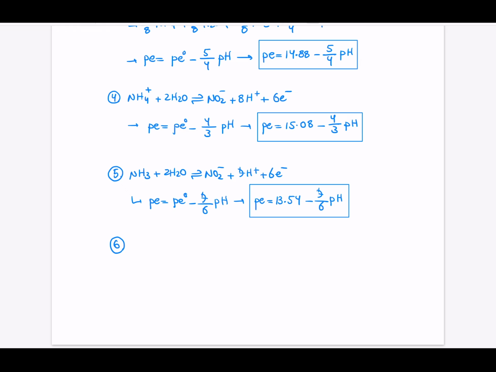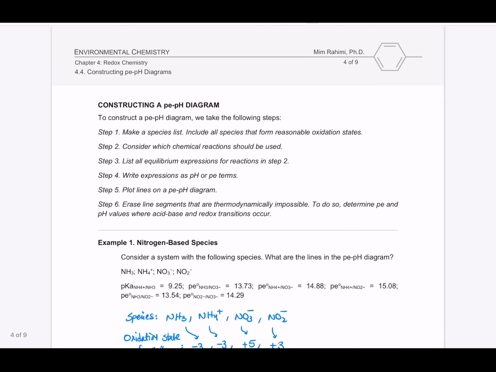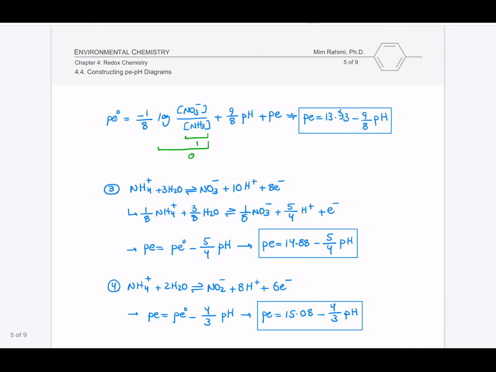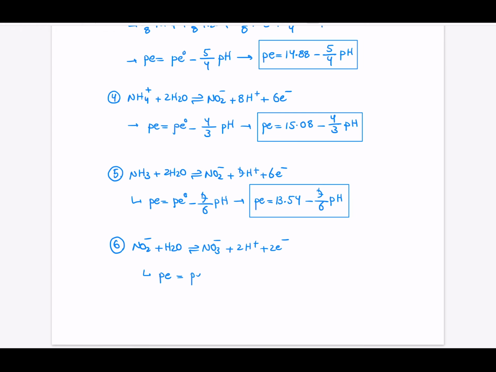And the last one is basically between nitrite and nitrate. Nitrite plus water, nitrate plus 2 proton plus 2 electron. Eventually it would be PE, what's the value? 14.29. PE equal to PE0 minus pH, or PE equal to 14.29 minus pH.